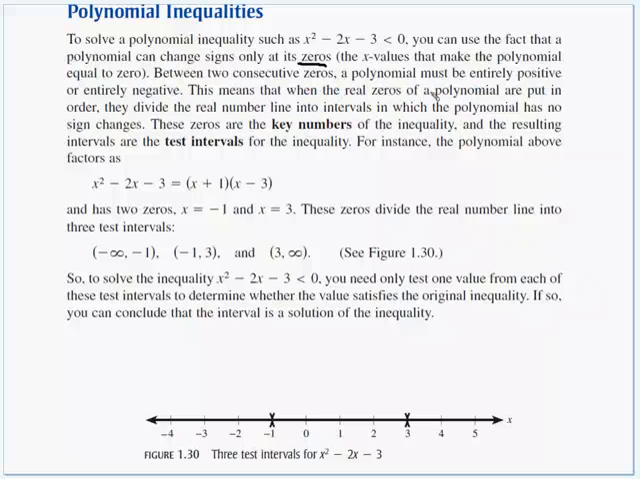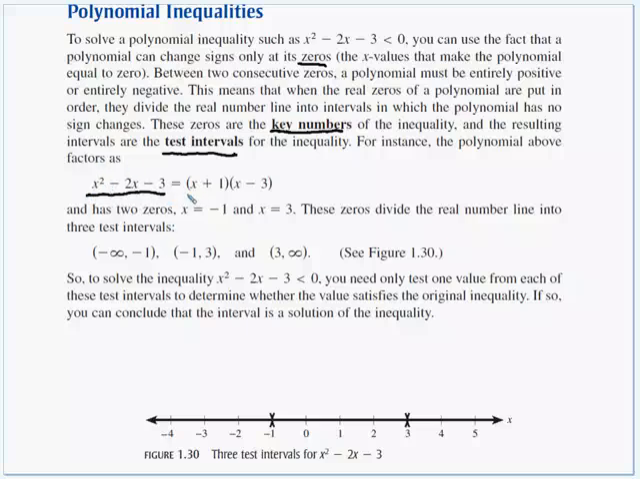This means that when the real zeros of a polynomial are put in order, they divide the real number line up into intervals in which the polynomial has no sign changes. These zeros are the key numbers of the inequality, and the resulting intervals are the test intervals for that inequality. For instance, the polynomial above factors to this. We looked at this at the top of the paragraph here, x squared minus 2x minus 3.